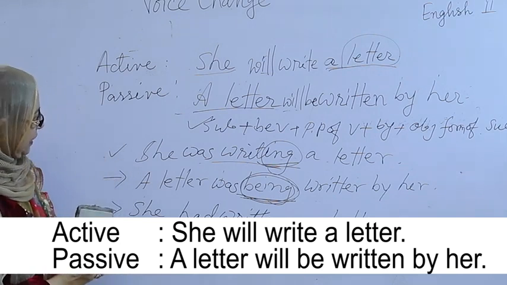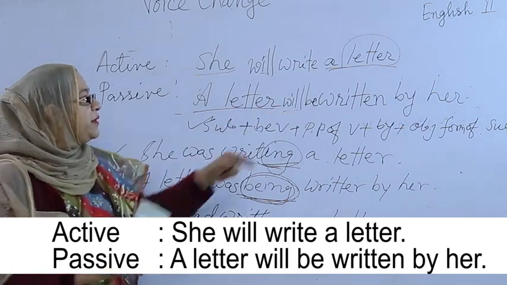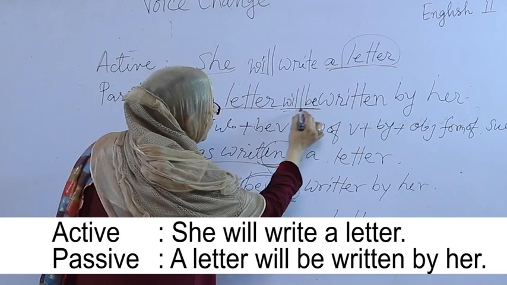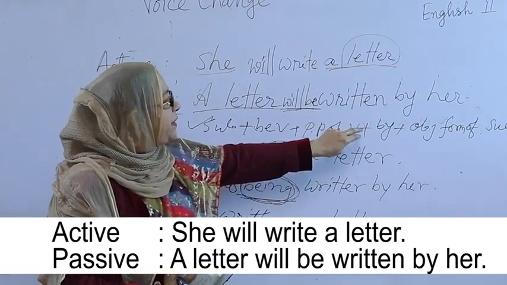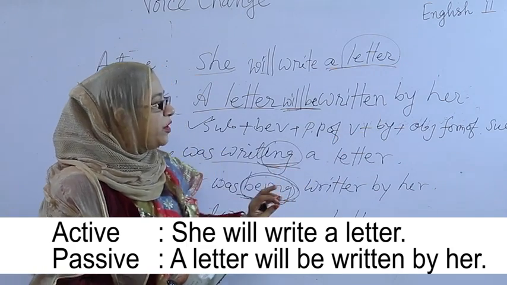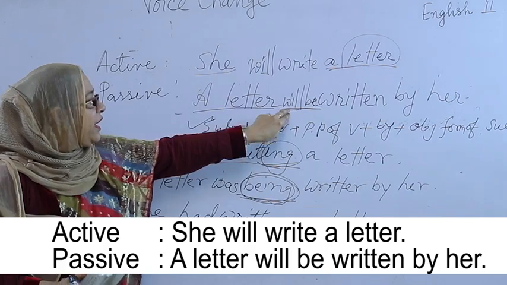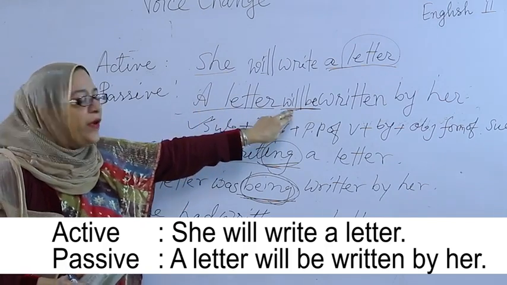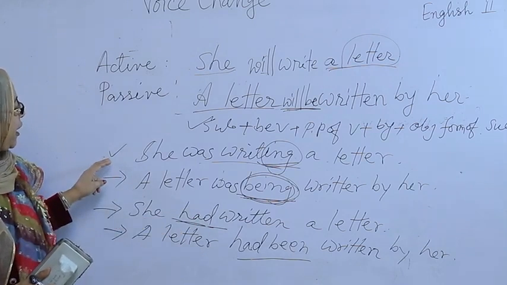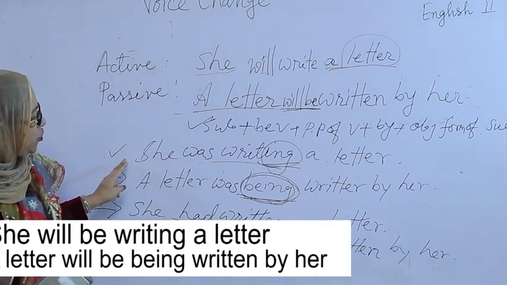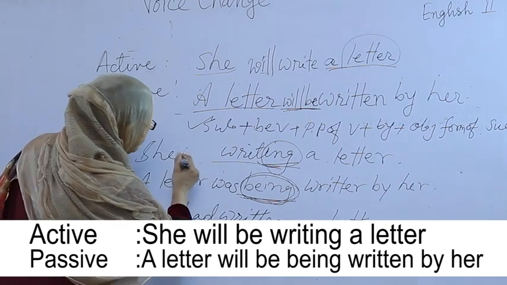And look at the board, the structure: subject plus be verb. This is the be verb. Will be: a letter will be written, past participle form of the verb plus by plus the objective form of the subject. Only I changed "will be". Then I will turn it into future continuous. She will be.